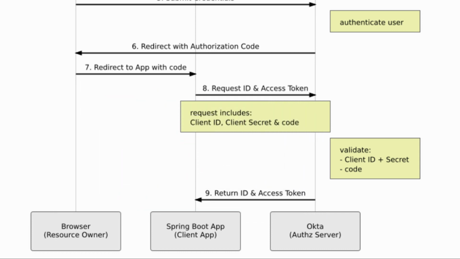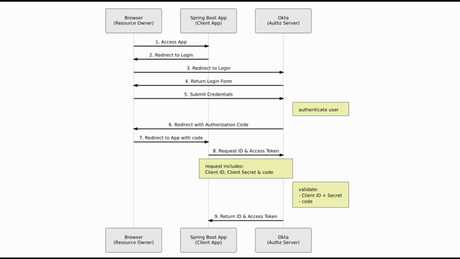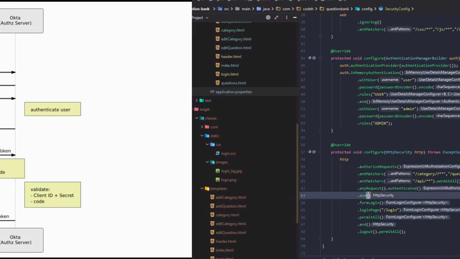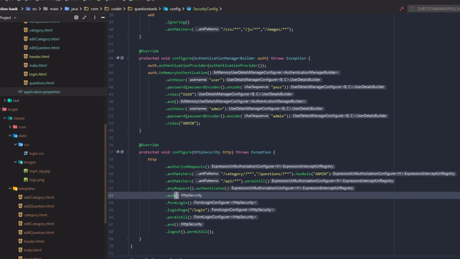The returned ID and access tokens are validated by our application and then grants access to the resource server, our Spring Boot application. In this whole process, our Spring Boot application does not handle the user credentials directly. Our application only deals with the auth code and tokens received from the auth provider Okta. Now that we have seen the authorization code flow, let's see how to implement this in our application.